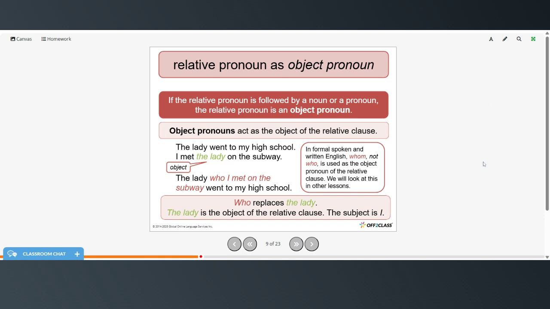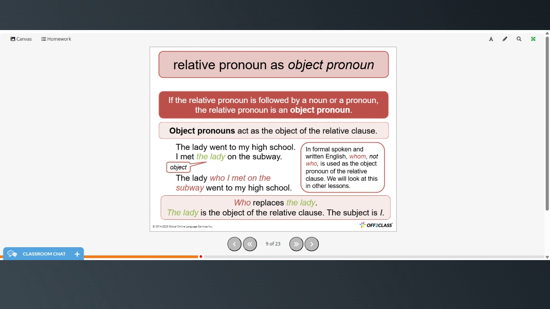If the relative pronoun is followed by a noun or a pronoun, the relative pronoun is an object pronoun. Object pronouns act as the object of the relative clause. And here are some examples. The lady went to my high school. I met the lady on the subway. The lady who I met on the subway went to my high school.